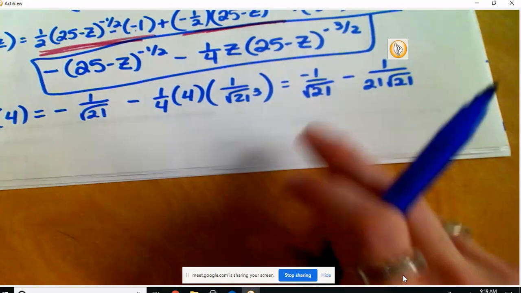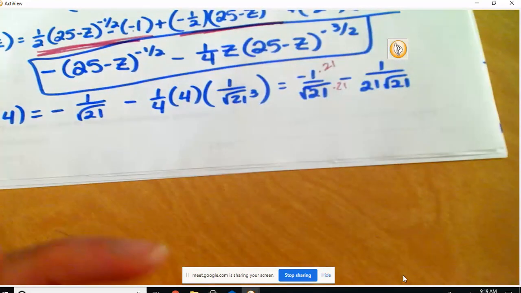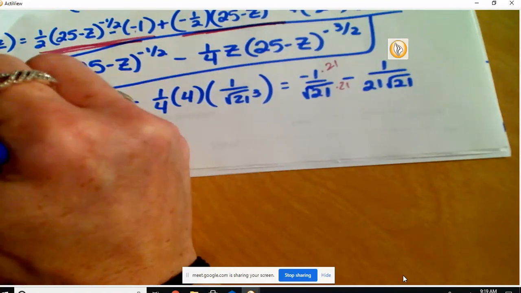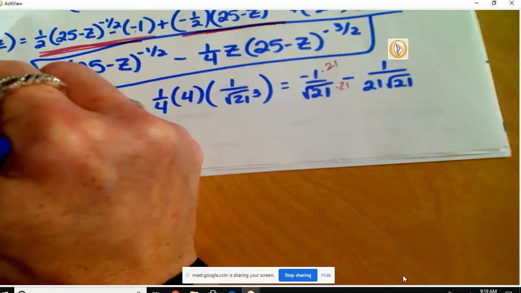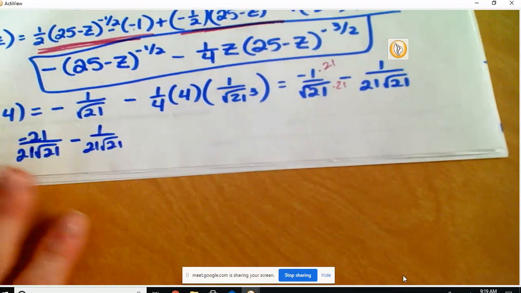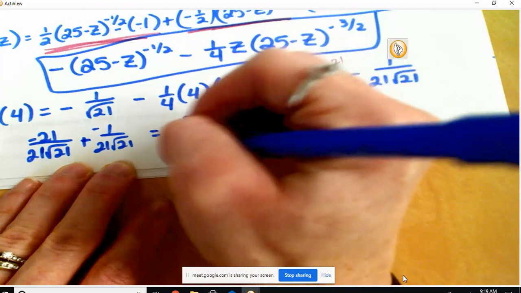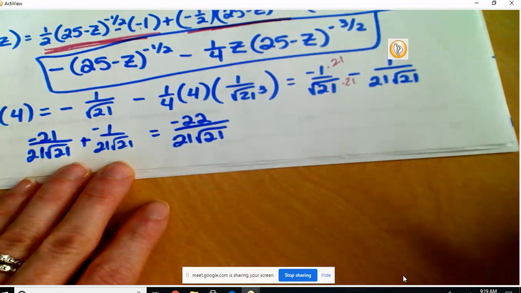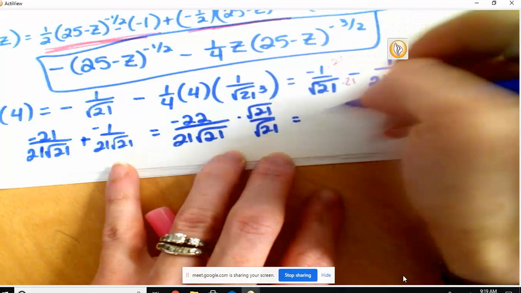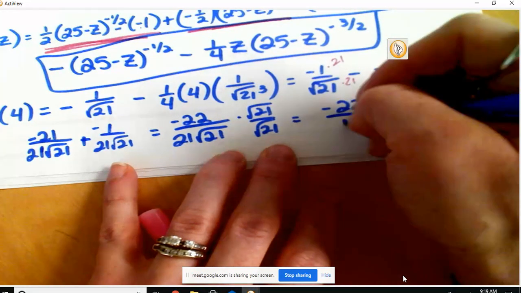If I needed a common denominator, what do I have to take the first one times? 21. So if you add like terms, that gives me a negative 22 over 21 radical 21. And then the final step I did is I got the radical off the bottom. So on the bottom, 21 times 21 is 441.